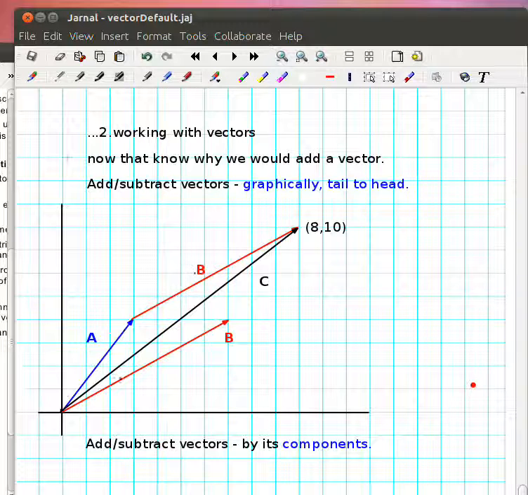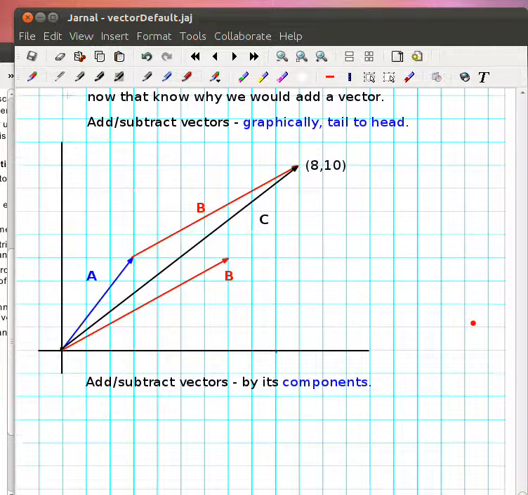So A, B, and the resulting vector we call C. It goes from the origin, or not necessarily the origin, but just the beginning of the first one, to the end of the last one. And that's going to be at components 8 and 10. So this is called the tail to head method, and that's done graphically. Now we want to see, how would we do this, and would it be the same if we did it with components? So let's go ahead and take a look at the component form.